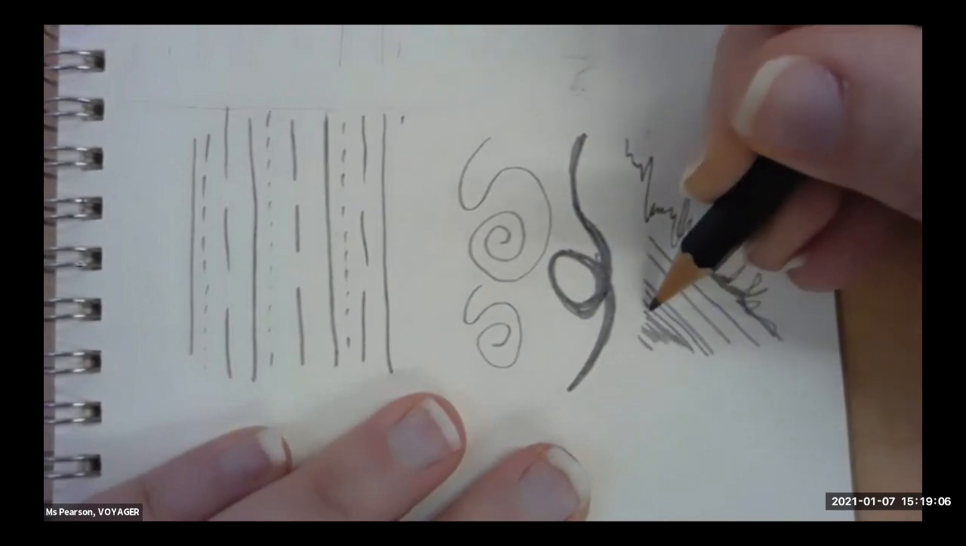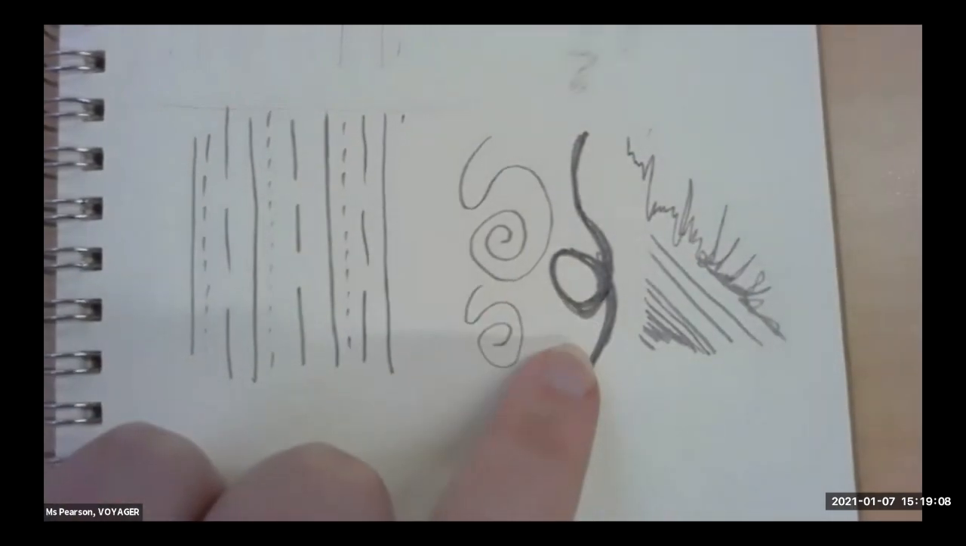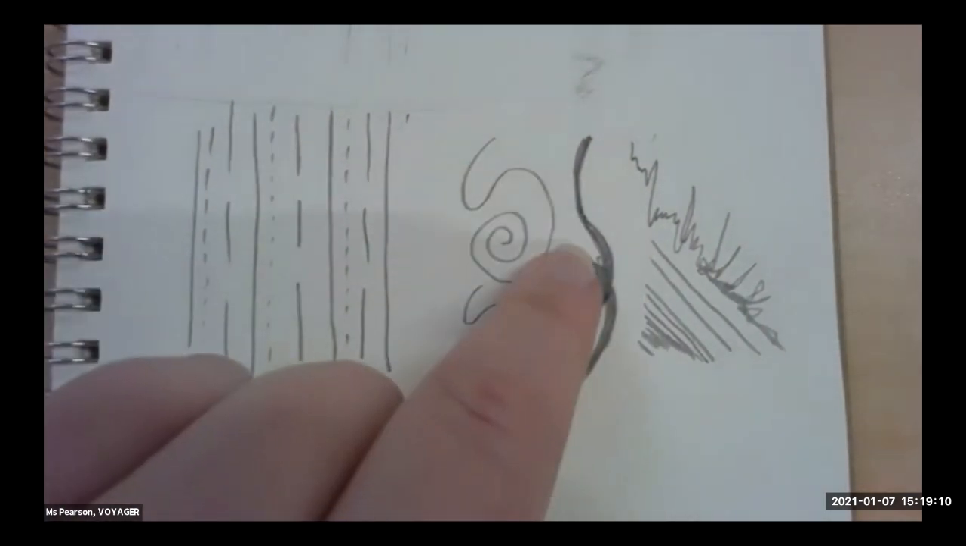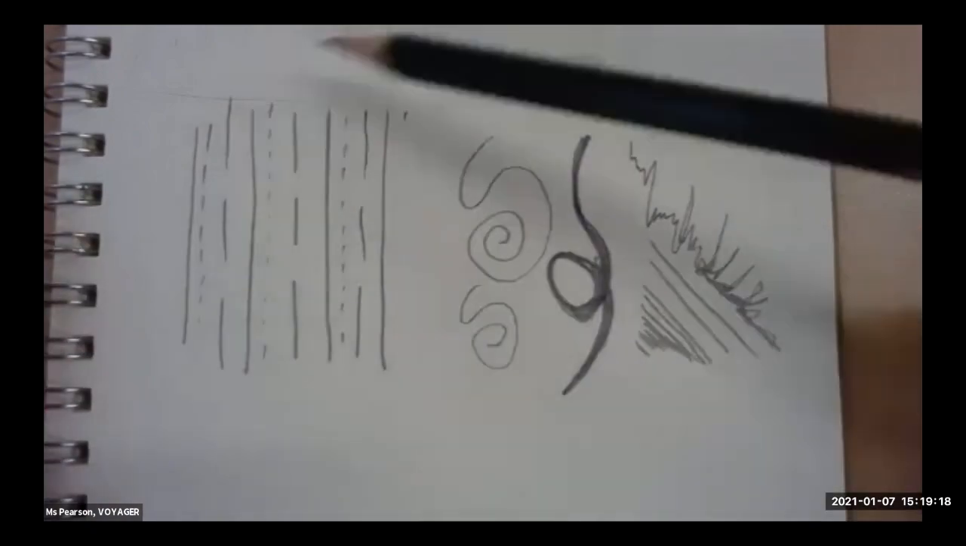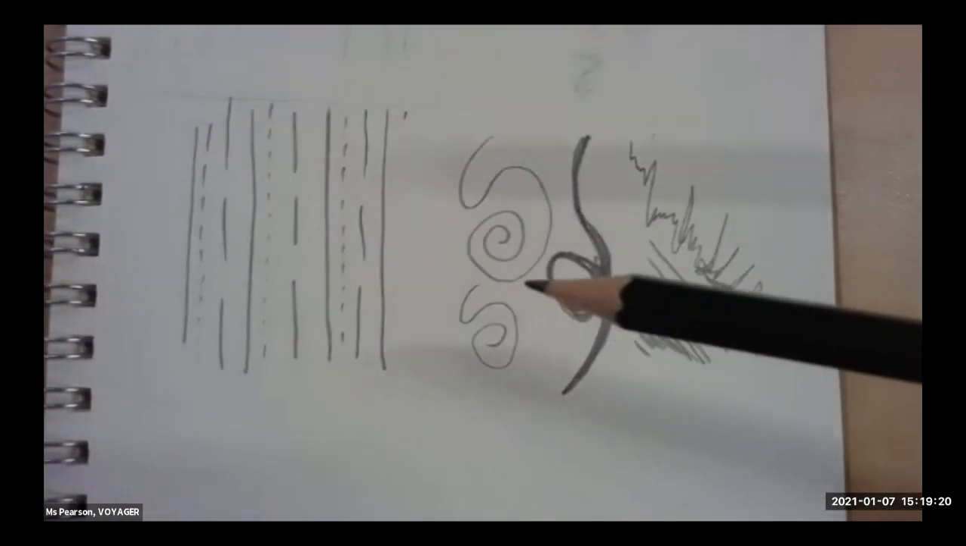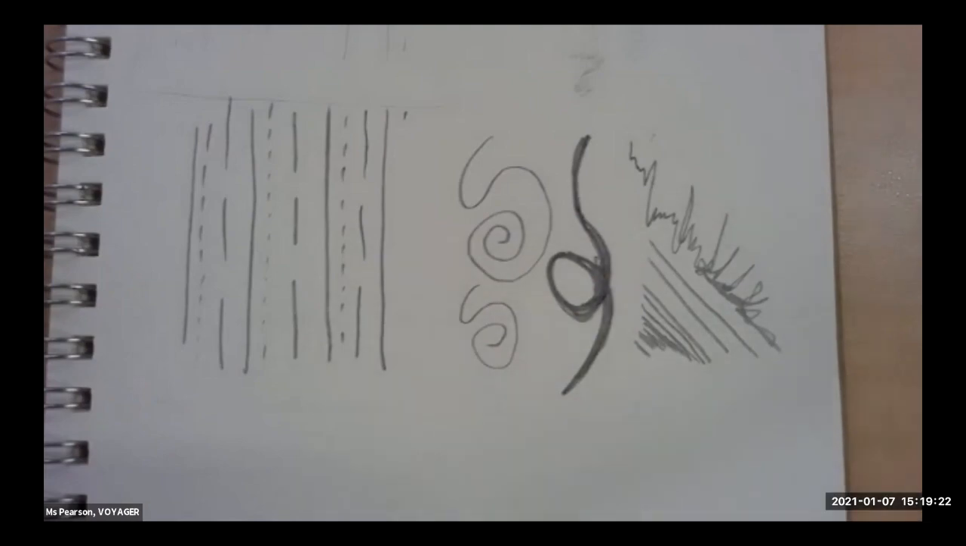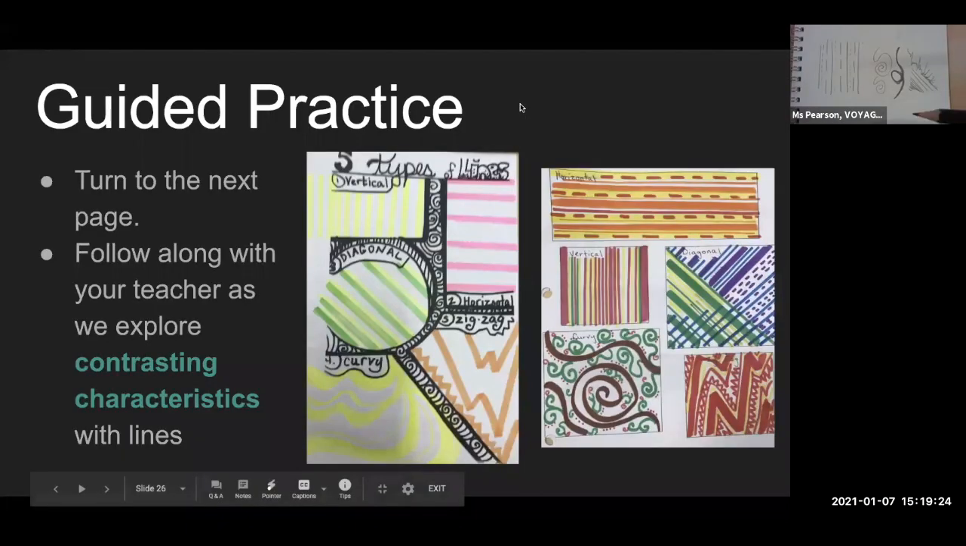So contrasting the space, right? Yeah, exactly. And this is a really cool way to make an illusion that something's getting closer to you or farther away. Sweet. So now that we feel really confident with how we can contrast these different characteristics of the 5 types of lines, it's time to get down to studio time. Miss Pearson, it's all you.